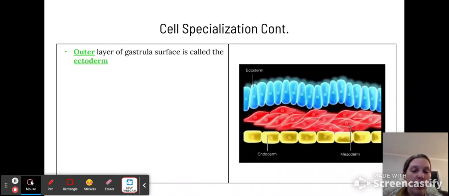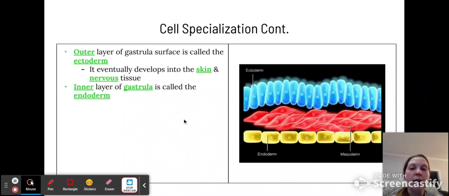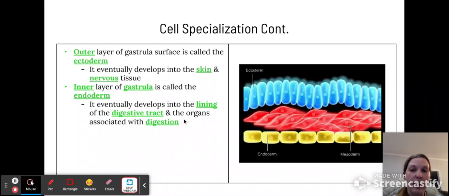If we continue to look at specialization, we have to look at the gastrula itself. So the outer layer of the gastrula is called the ectoderm. So ecto means outside, derm means like dermis, skin. So it's the outer skin, outer layer. And this will eventually develop into the skin and the nervous tissue. The inner layer of the gastrula is called the endoderm. And this will eventually develop into the lining of the digestive tract and the organs associated specifically with digestion.